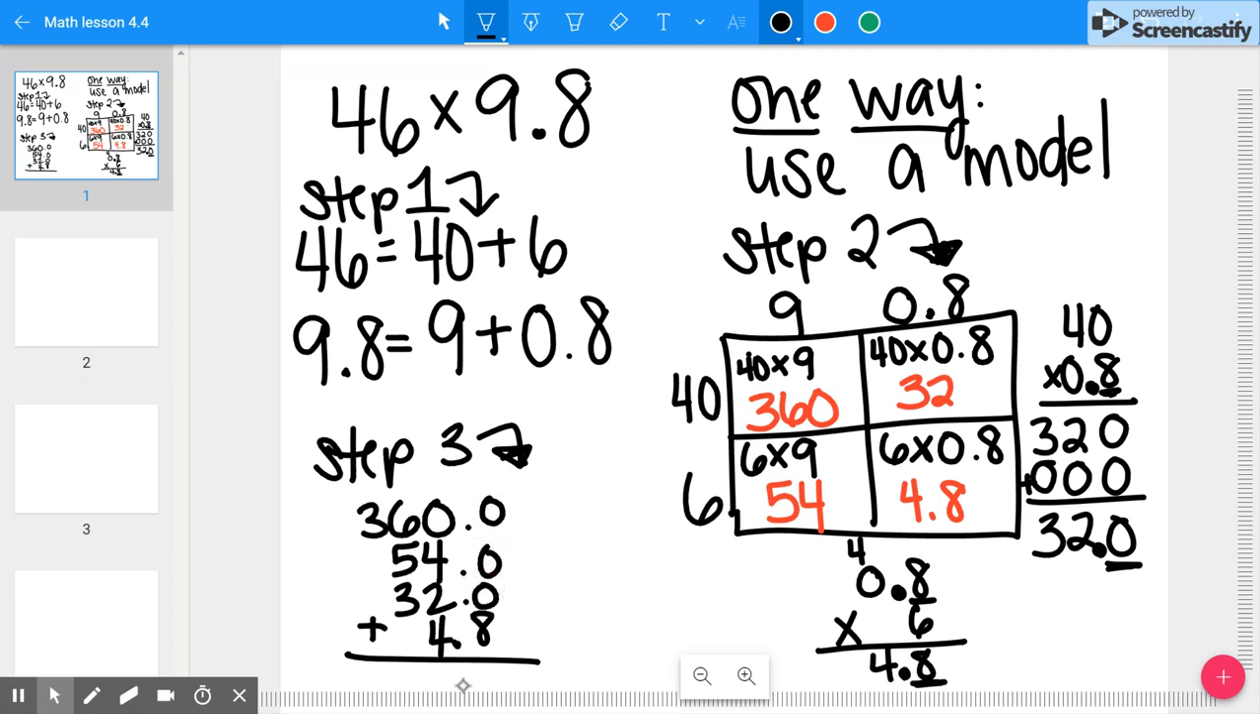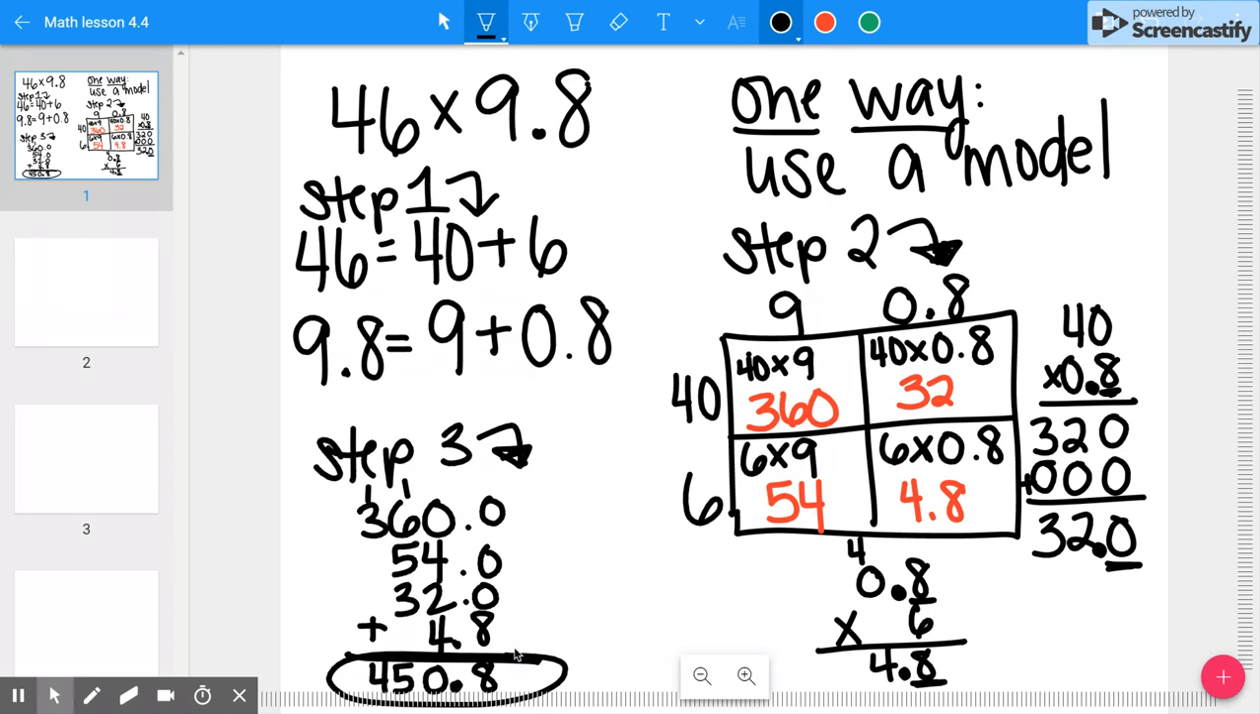So remember, when we add, we bring down our decimal point and then we start adding. So this is 8. This is going to be 8, 9, 10. Bring up my 1. So that's 11, 12, 15. Bring up my 1 and 4. So my answer is going to be 450 and 8/10.